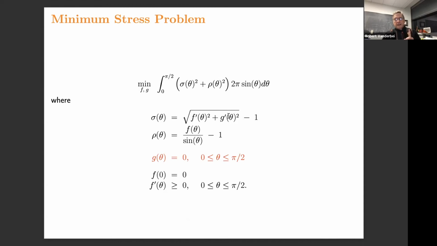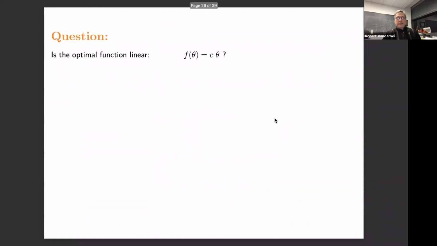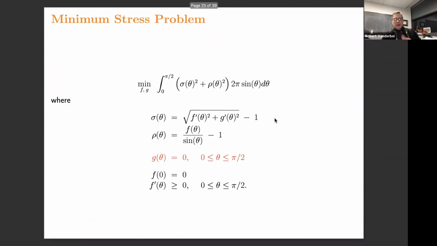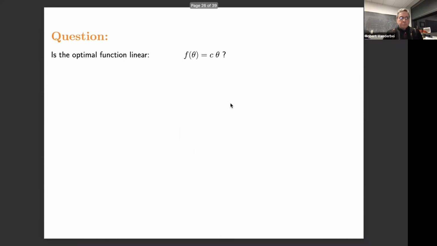So now I can just get rid of g here. And now it's just the square root of f prime squared, but f prime is non-negative. So the square root of f prime squared is just f prime. So sigma of theta is now just f prime minus 1. And so everything got much simpler, which we'll see in a few slides here.